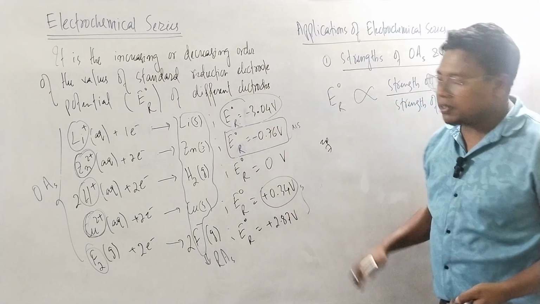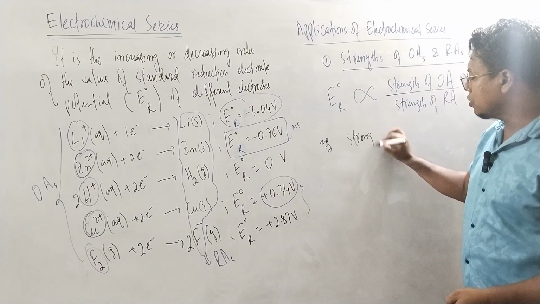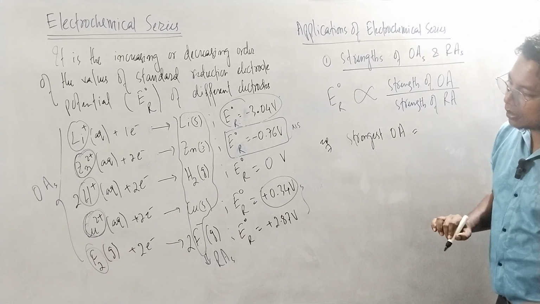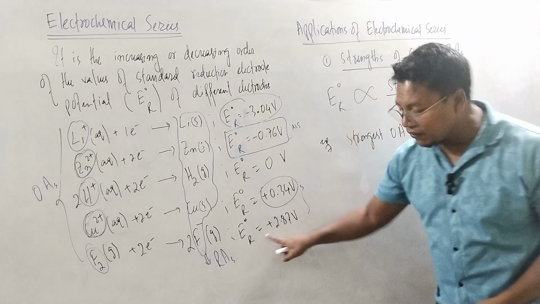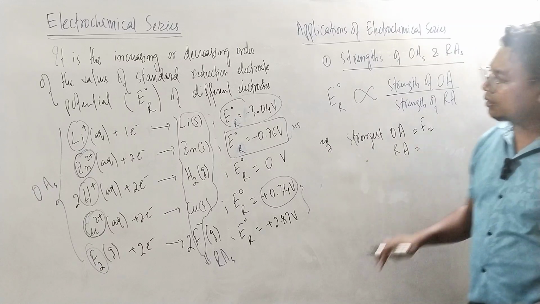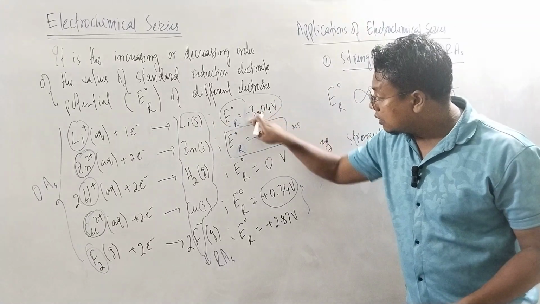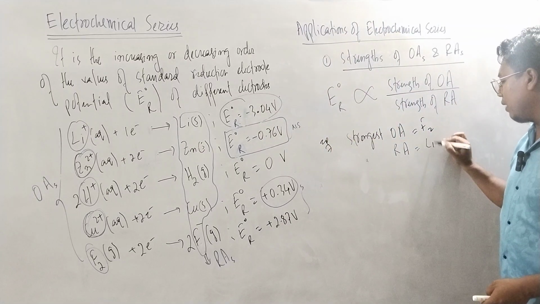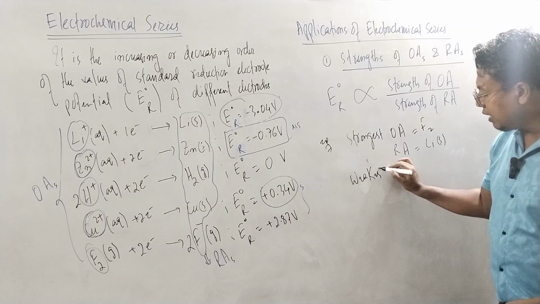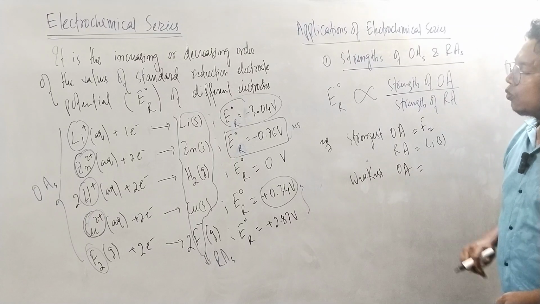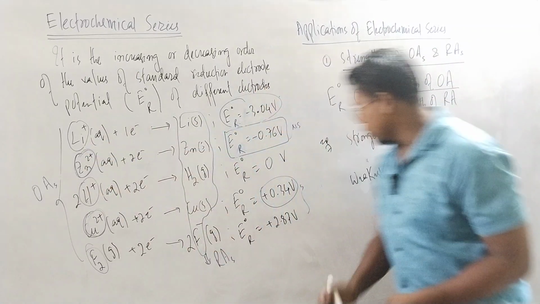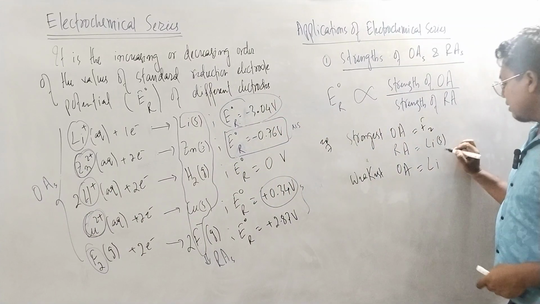So from the electrochemical series, I can write strongest oxidizing agent, that will be our F2 having highest value of E_R naught, and strongest reducing agent will be our lithium solid having minimum value of E_R naught. And weakest oxidizing agent will be that having minimum value of E_R naught, that is lithium plus aqueous.